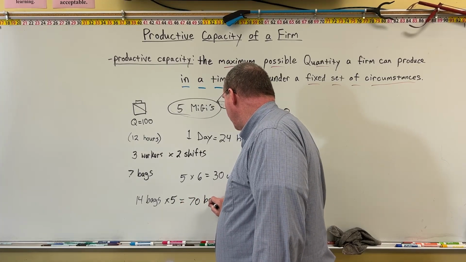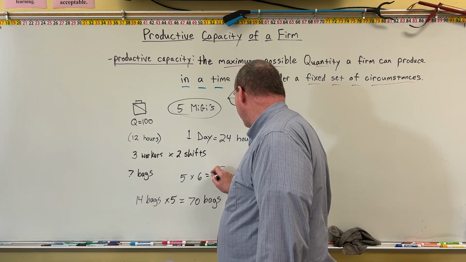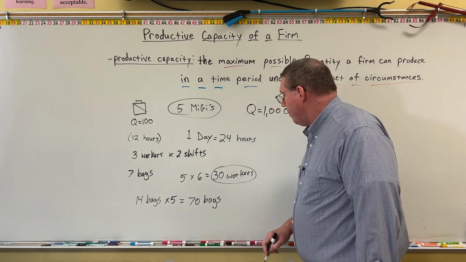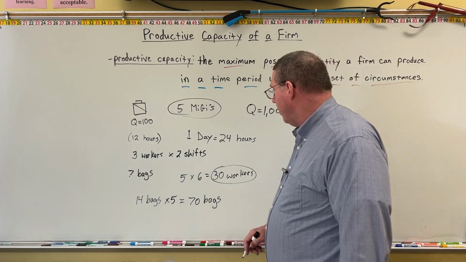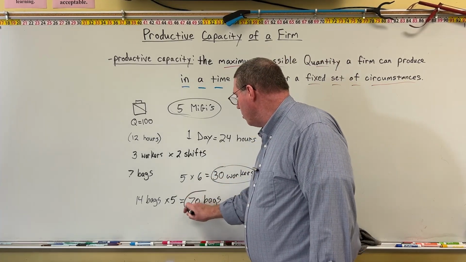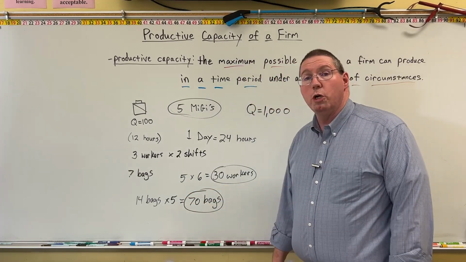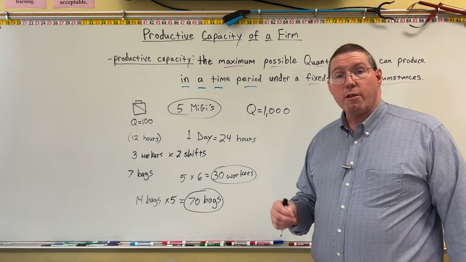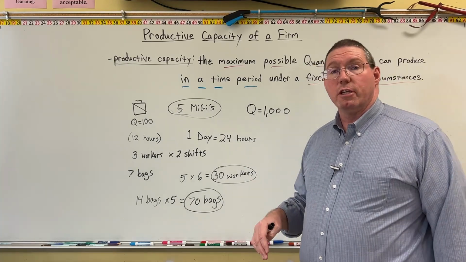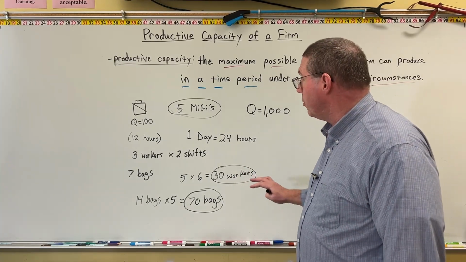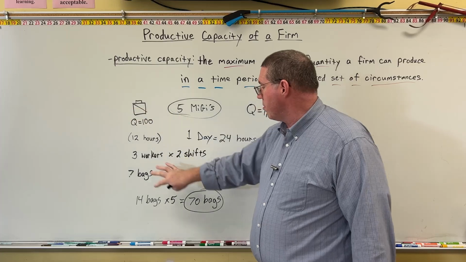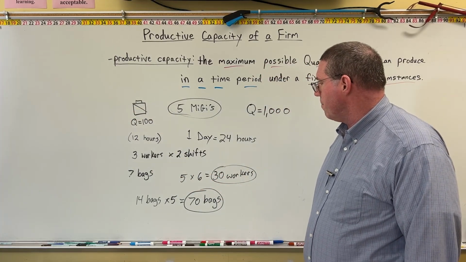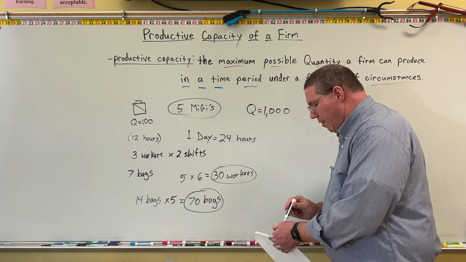And so, in addition to being able to employ 30 workers per day, I guess you could say, they're going to use up 70 bags of wood chips per day. This is also a variable resource. Okay? And so what we're going to talk about in just a little bit is the relationship between fixed resources and variable resources.